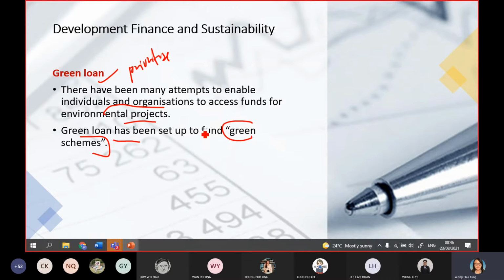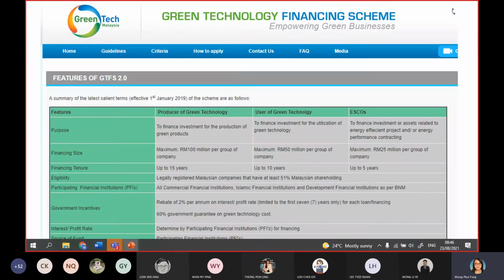If the developer practices a sustainable project, a green building project, the chances of getting the green loan are higher. So a green loan only funds green projects, specifically designed to fund green projects. Okay, so in Malaysia, there is the Green Technology Financing Scheme. Under this scheme, they provide funding for the producer and also the user of green technology.